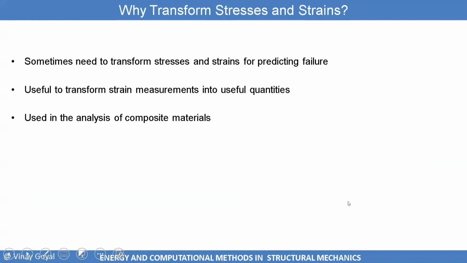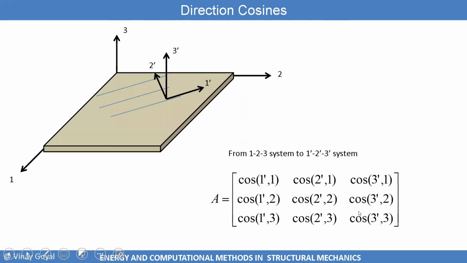And why it's important to transform them is because you may need to transform the stress and strain for predicting failure. It's useful to transform the strain to measurements are useful quantities. You may have strain gauges and you need the strains in a different direction. And it is also used in the analysis of composite materials, for which I had a number of video lectures on YouTube that you can check out.